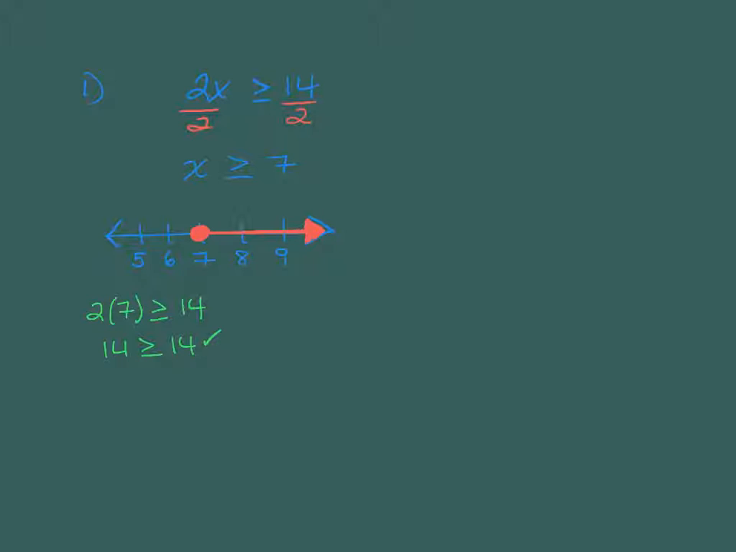Now I've got to pick a number from somewhere within this shaded region. 10s are really easy to multiply by, and 10 is in my shaded region because it would be up here. So I'm going to multiply 2 times 10 is greater than or equal to 14. 2 times 10 is 20. So you get 20 is greater than or equal to 14, and that is a true statement. So I know I've shaded the correct direction.